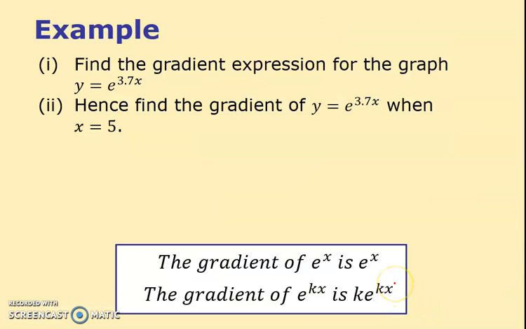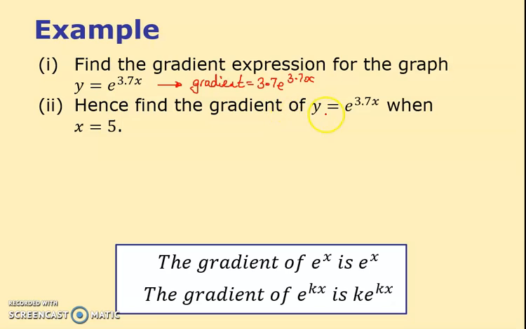So let's have a go at this. It says find the gradient expression of the graph y equals e to the 3.7x. And that's not a very nice function, but notice all it does is it basically says if I want the gradient of this, I've shown you the notation. I don't need to write it yet. So the gradient is just going to be, well, notice this. It says if you find the gradient of e to the kx, it's ke to the kx. So that gives me 3.7 e to the 3.7x. It's that simple. You bring that 3.7 down to the front.